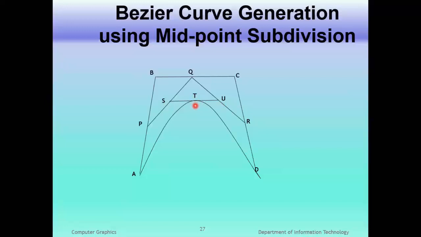Now point T will be on the Bezier curve. This point T divides the curve into two sections. One is APST and the second is DRUT. Thus, by taking midpoints, we can find a point on the curve and also split the curve into two sections. We can continue to split the curve into smaller sections until we have sections so short that they can be replaced by straight lines, or until the size of a section is not greater than the size of a pixel.